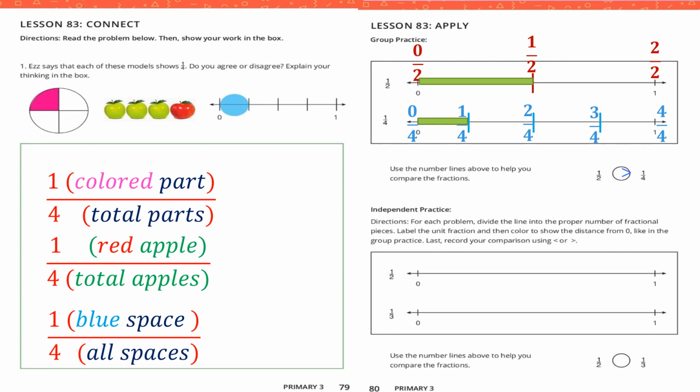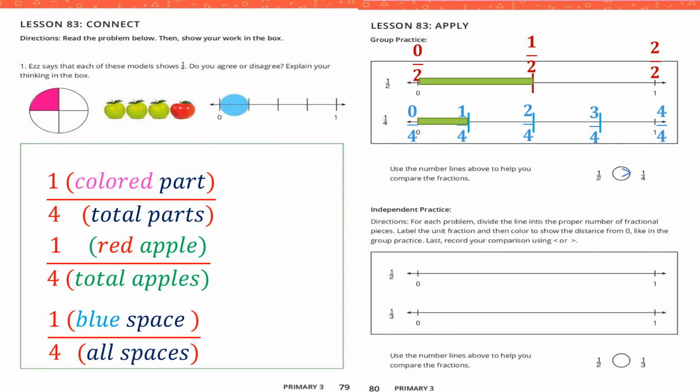I will ask you a question. 1 over 2 is called what fraction? When the numerator is 1, it's called what fraction? The name of this fraction is what? I said it in the previous slide. It's called unit fraction. When the fraction, its numerator is 1, it's called unit fraction. Okay?